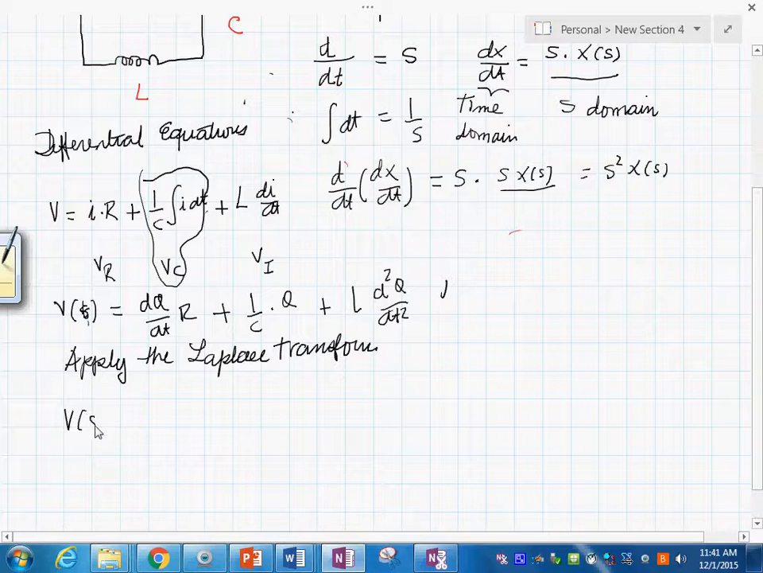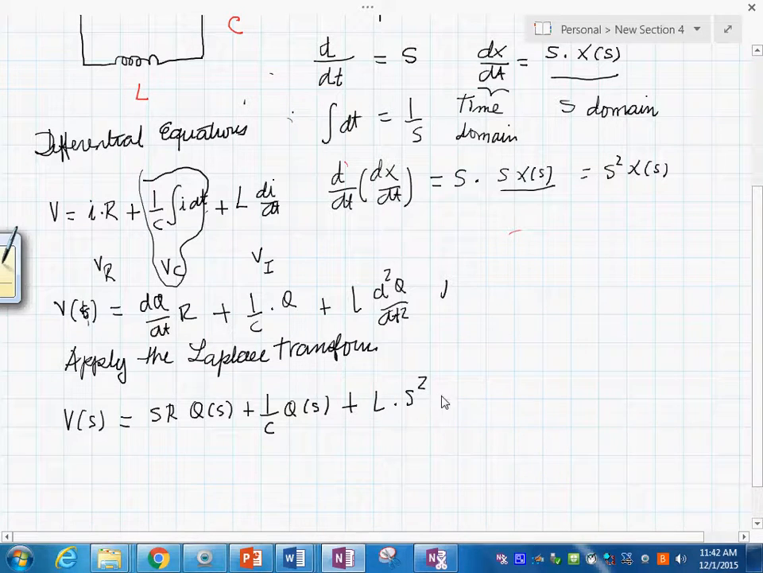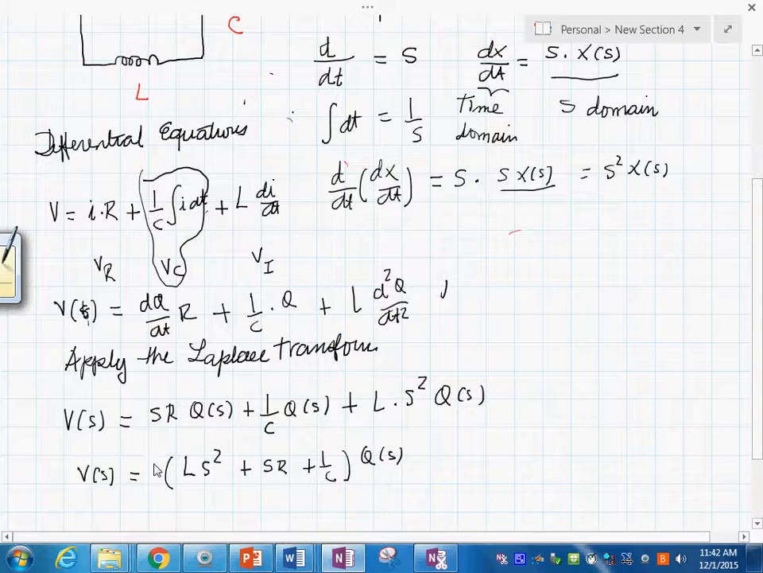So this is going to be V of S equals S times R times Q of S plus 1 over C times Q of S plus L times S squared times Q of S. So we could write this as V of S equals, in parentheses, L times S squared plus S times R plus 1 over C, multiplied by Q of S, right?